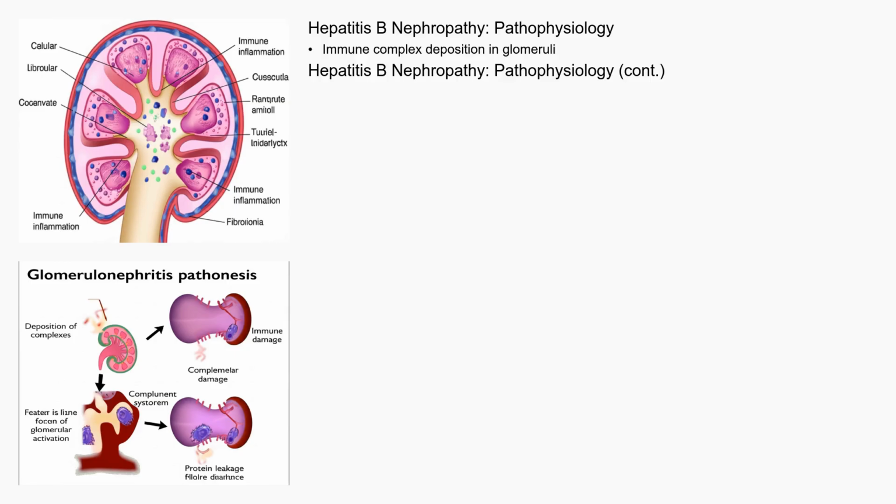Over time, this damage leads to proteinuria, which is protein leakage into the urine, and can eventually progress to glomerulonephritis, or inflammation of the glomeruli. The continuous inflammatory process causes scarring, or glomerulosclerosis, reducing the kidney's ability to filter waste and leading to kidney dysfunction. In severe cases, this can ultimately result in kidney failure.